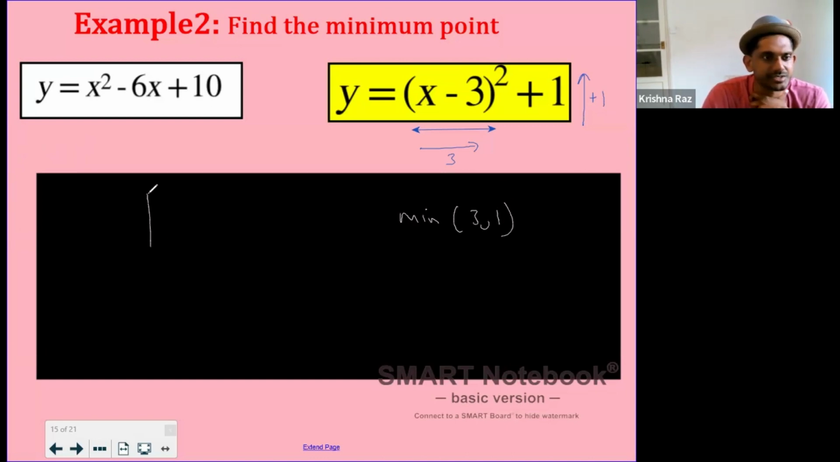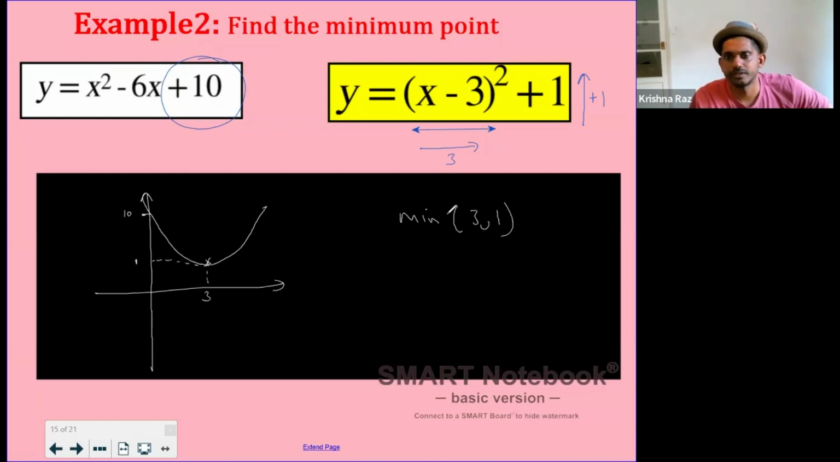So if I were to sketch the curve, I know I'm going to have a point that's 3 across and 1 up, and we can see from here that the y-intercept would be 10. So all that I need to do now is connect the dots. So that would be 10. This would be 1, and that would be 3. Yes, the minimum point would be (3, 1).